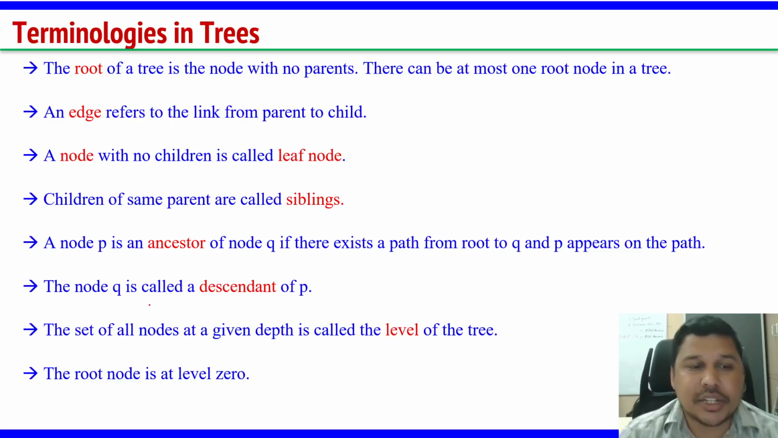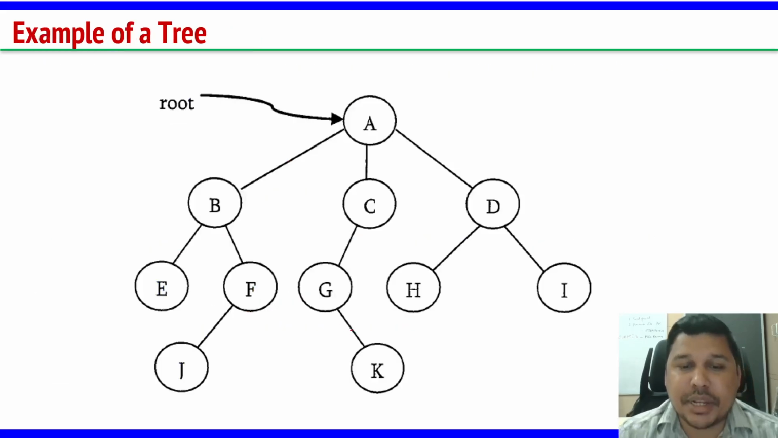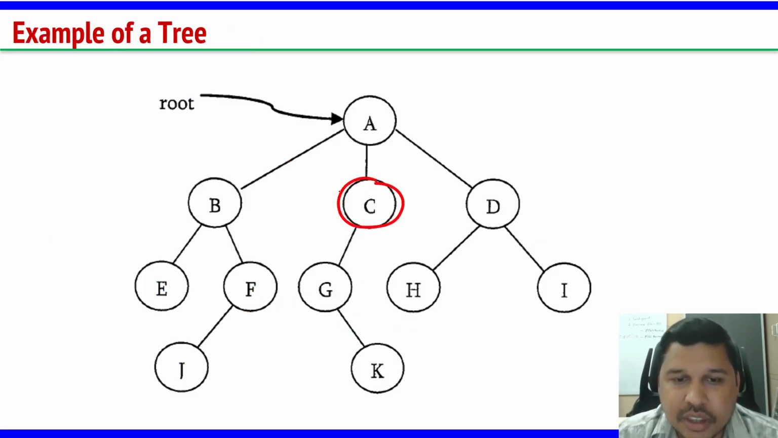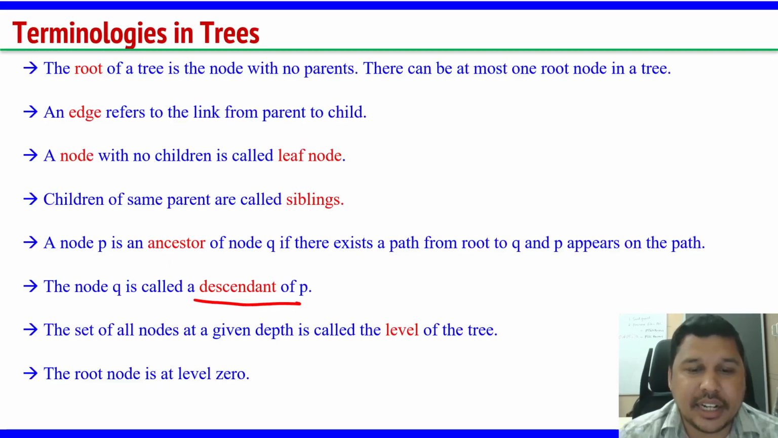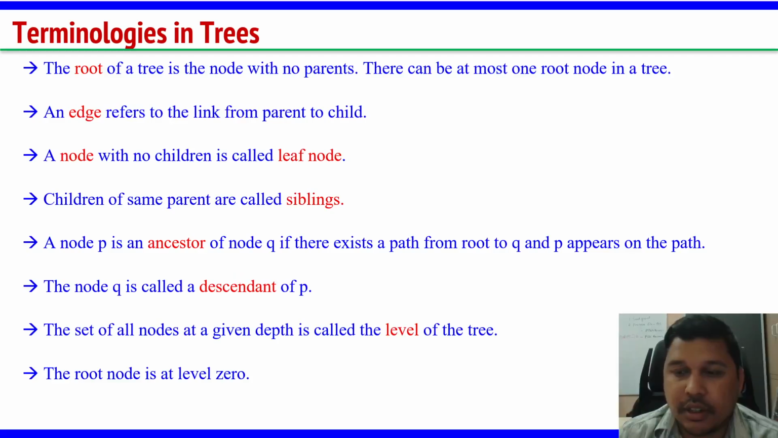Next, Q is called a descendant of P. Descendant means, for C, who are all the descendants? The descendants are G and K both. Children, grandchildren. We call them ancestor and descendant. Continue seeing these different terminologies. Till now it's clear.